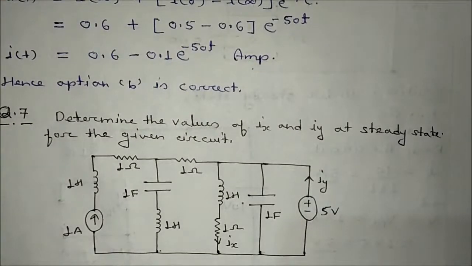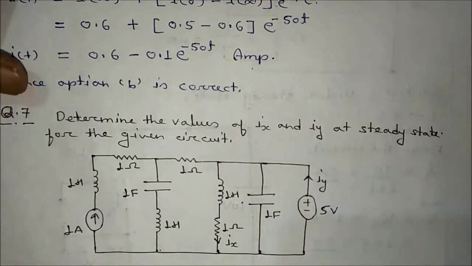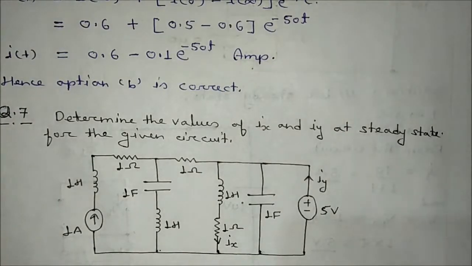Determine the values of Ix, Iy at the steady state for the given circuit. See, this is Ix, and this one is Iy. We have to calculate the value of Ix and Iy at a steady state condition. At a steady state condition, the inductor will behave like a short circuit, and the capacitor will behave like an open circuit.